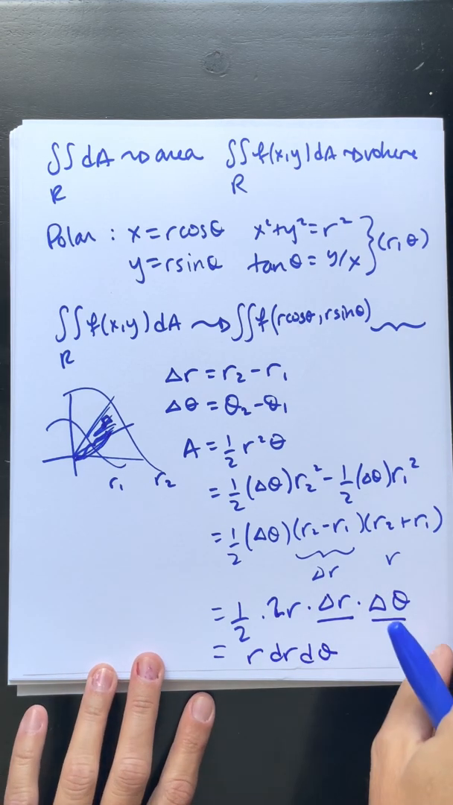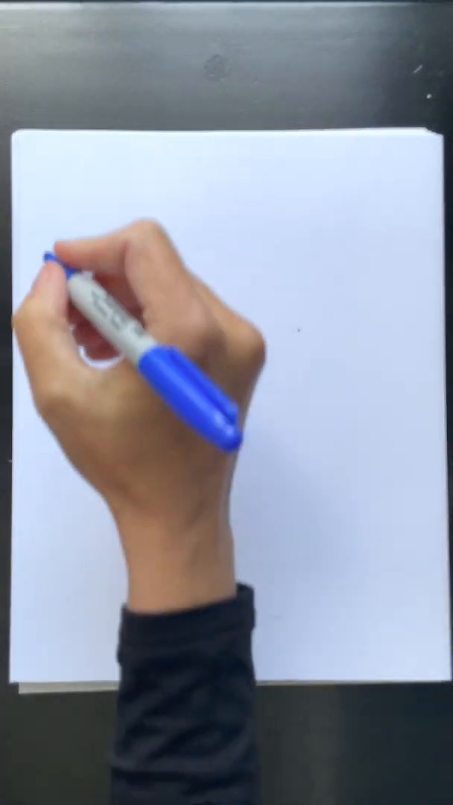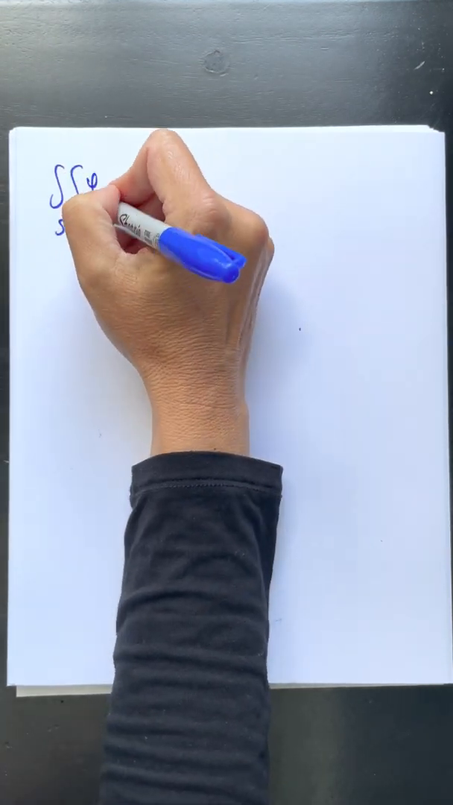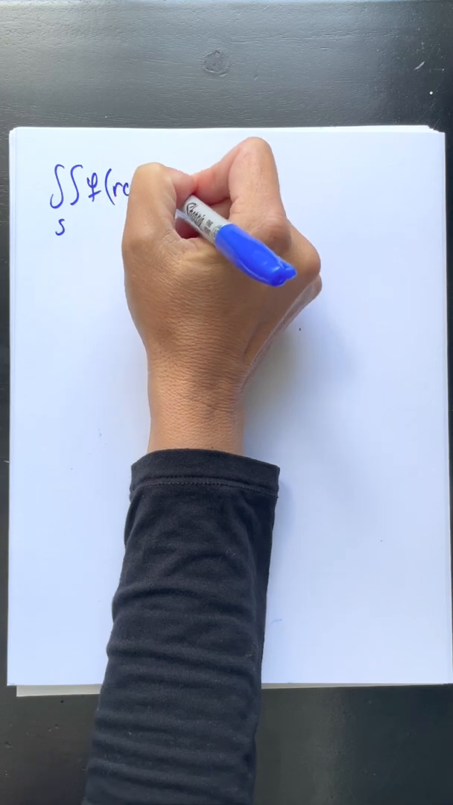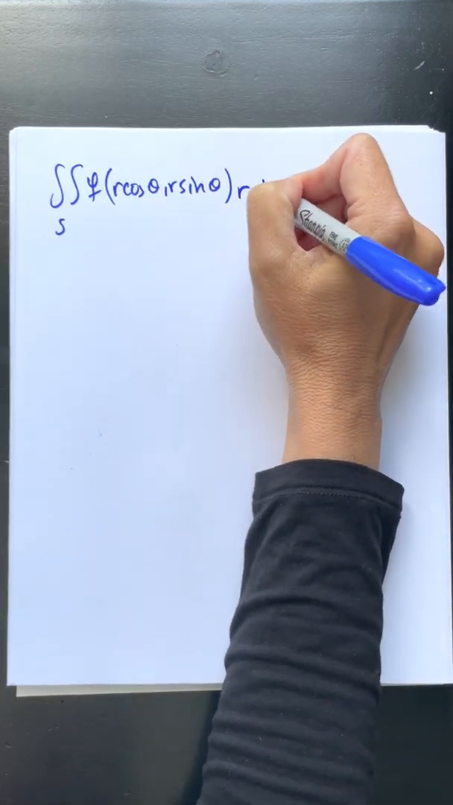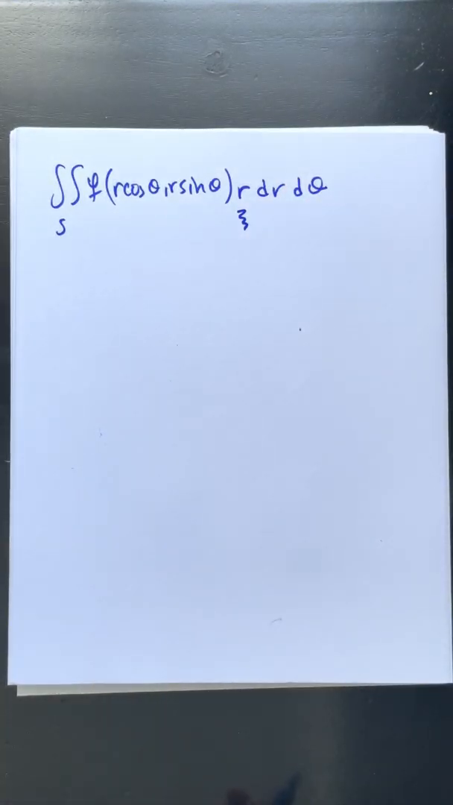So the really important takeaway here is that if we're going to come up with an integral in terms of polar coordinates, I have the double integral over some new region of f of r cosine theta, r sine theta, times r dr d theta. We need to put this r in every single time. So let's give you an example.